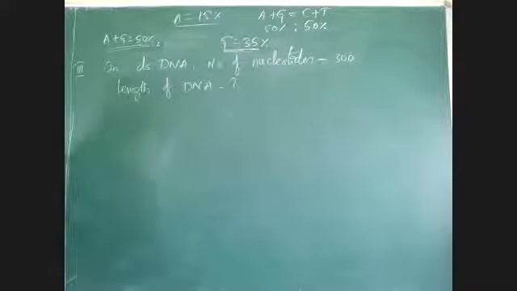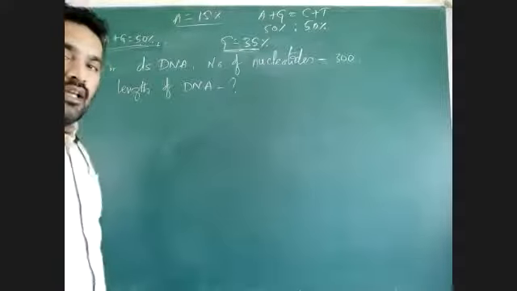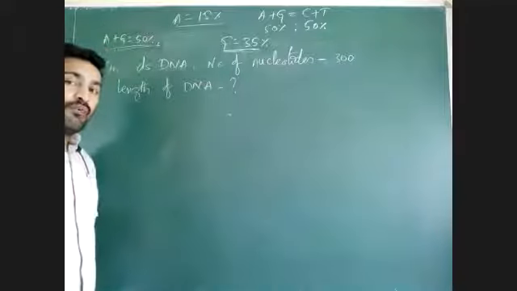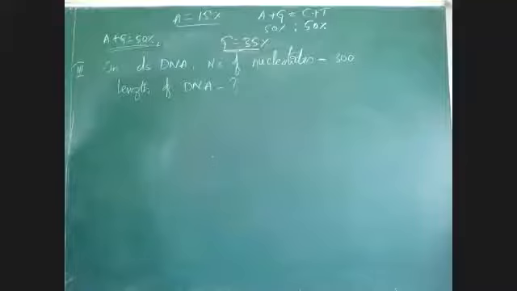What is the difference between T and U? T is thymine, which is present in DNA. U is uracil, which is present in RNA. Thymine is 5-methyl uracil. Uracil is 2,4-dioxypyrimidine, whereas thymine is 2,4-dioxo 5-methyl pyrimidine.